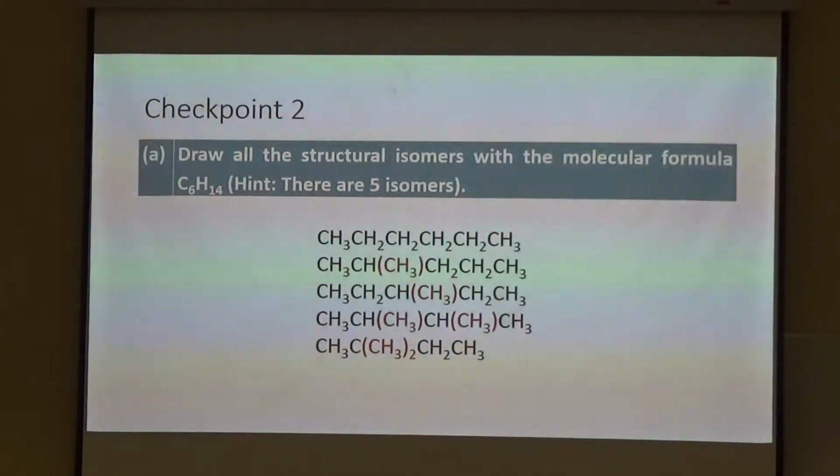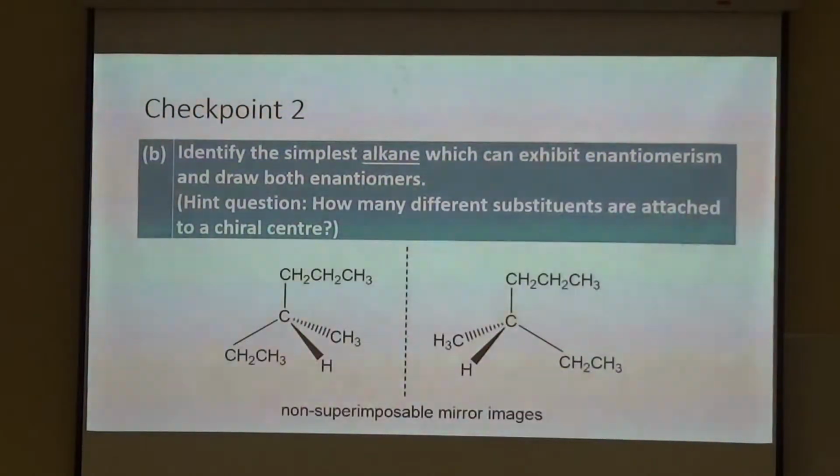Okay, so out of this, which one is the one? It's actually your second one. The second one will have 4 different groups bonded to the carbon. So let's take a look. Your carbon, and then you have one group which is your propyl, CH2, CH2, CH3, and then you have one that is CH2, CH3, one is H, one is CH3. And then there's a mirror image, non-superimposable mirror image.